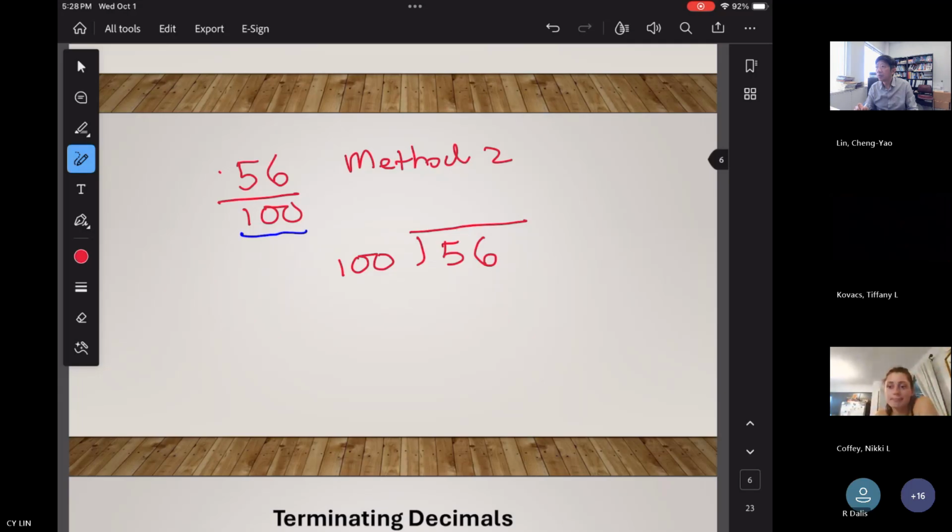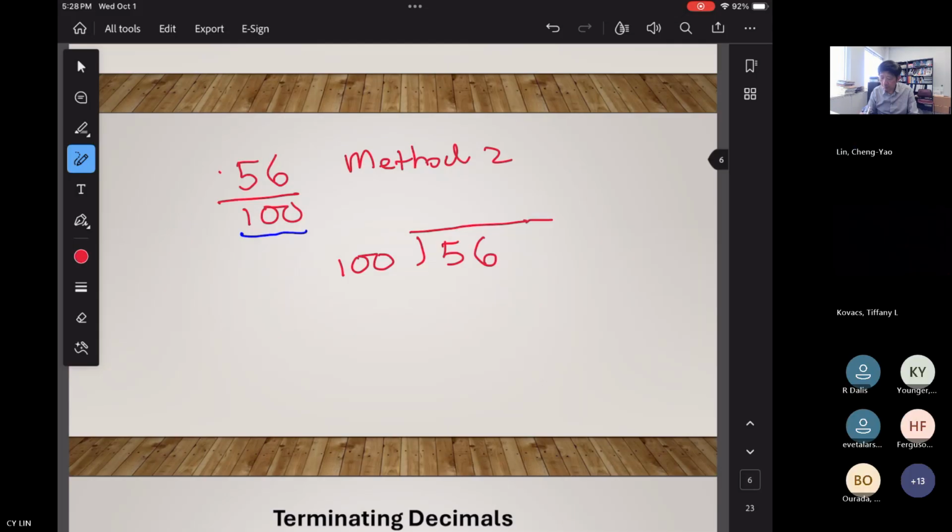All right. So 56 divided by 100. We can use long division for this. If the divisor is not 10, 100, 1,000, or 10,000, then we have to use method two. We cannot just count the decimal point, right? So we can use the long division method to do it.